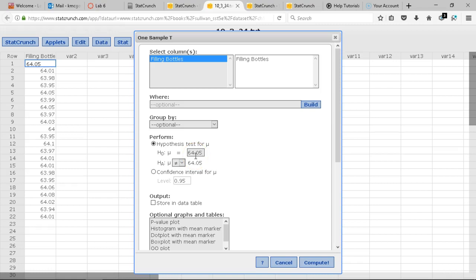determine whether the mean amount of juice is equal to 64.05. So in this particular case, we have a two-tailed test. We're simply testing to see whether the sample indicates any difference from the threshold value. So what we will do is select a not equal to for our alternative hypothesis indicating a two-tailed test, and then you'll click Compute and interpret your results.